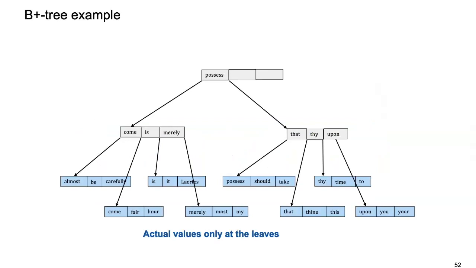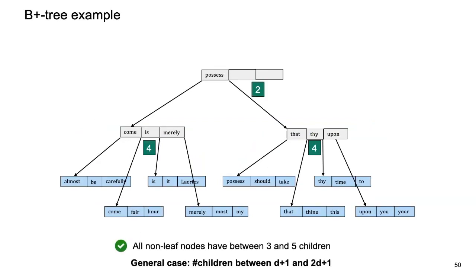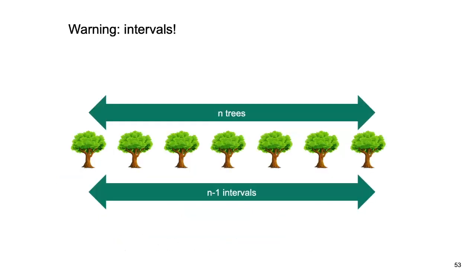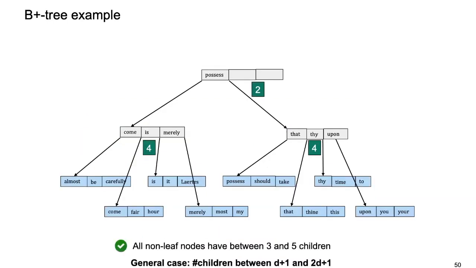And again, a word of warning, because when I told you, if I say between 3 and 5 children, it means between 2 and 4 values, it's because of this. If you have N trees, and here I mean real trees in the street, planted in the streets, how many intervals do you have between the trees? N-1, right? If you have 3 trees, then you have 2 intervals between the trees. So that means that if you look at the number of children, if I have 4 children here, then I have 3 values, com, is, and merely. These are 3 values for 4 children. So you need to be careful of that -1 when you count the number of values, right?